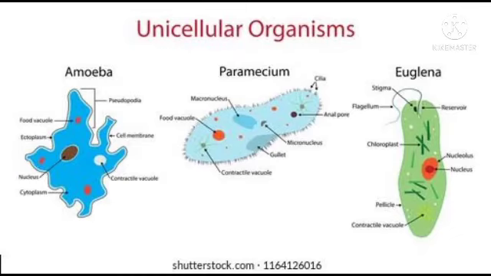All living organisms are made up of cells, and the cell is the basic unit of life. Some organisms are made up of single cells, while higher organisms are made up of billions of cells. Organisms which are made up of single cells are called unicellular organisms. For example, amoeba, paramecium, euglena.